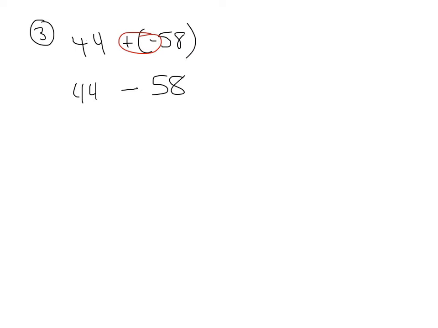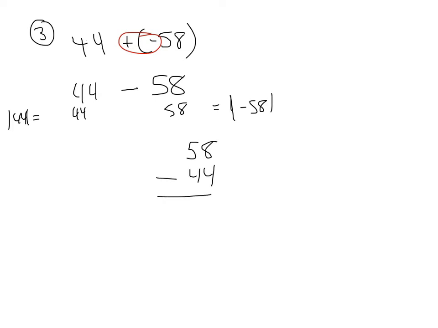So again, let's find the absolute values of these numbers. The absolute value of 44 is 44. The absolute value of negative 58 is 58. So I'm going to take the larger one, subtract from it the smaller one. 8 minus 4 is 4. 5 minus 4 is 1. So my answer is 14, but it can't be regular 14, because I know I'm going to start at 44, subtract 58, hop over 0 and go into the negative. So it's going to be negative 14.